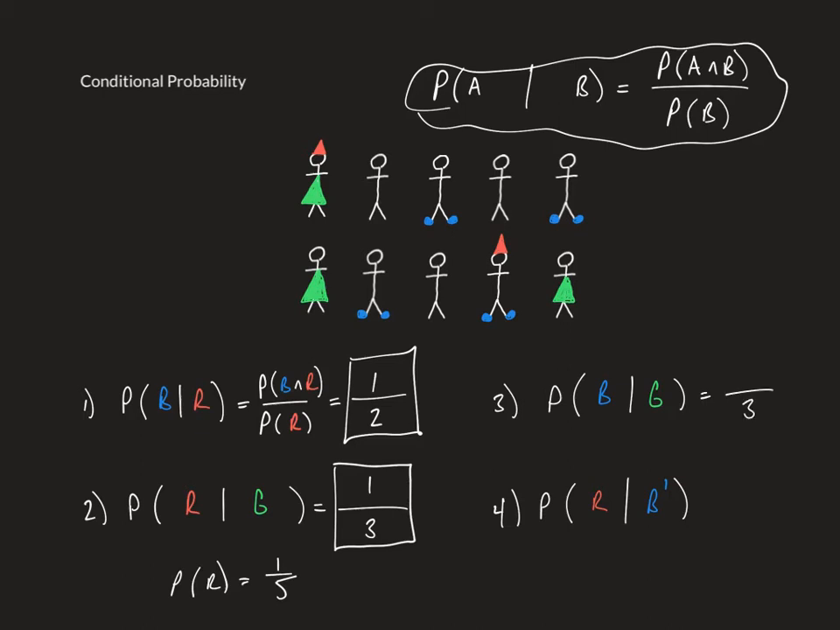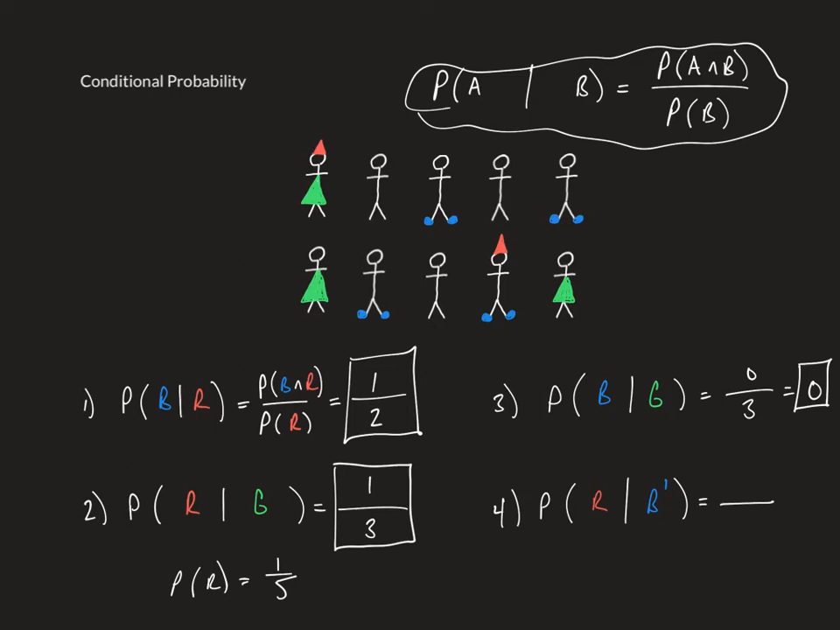There are 3 people with green dresses, and how many of them have blue shoes? None of them. So that is a 0. There are no people who are wearing blue shoes and have a green dress. And the last example. What's the probability of picking someone who has a red hat given that they are not wearing blue shoes? Okay, so that's the complement of set B.